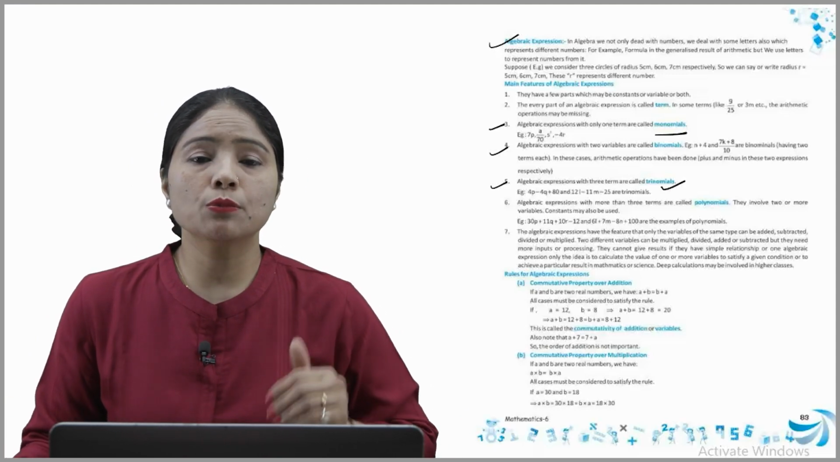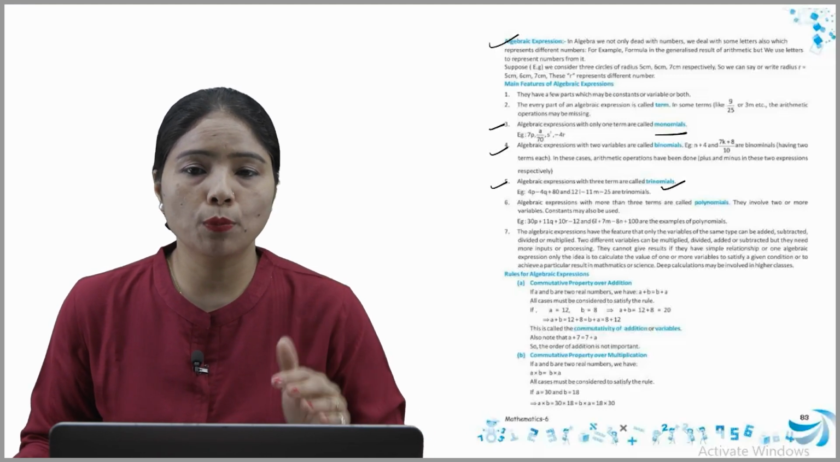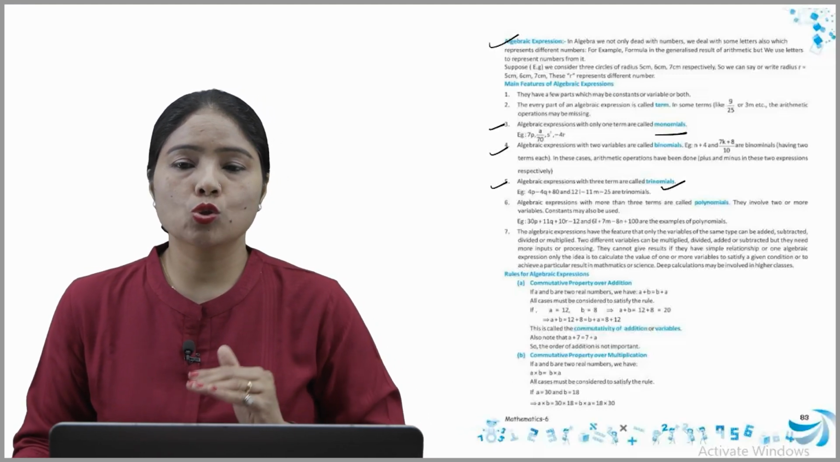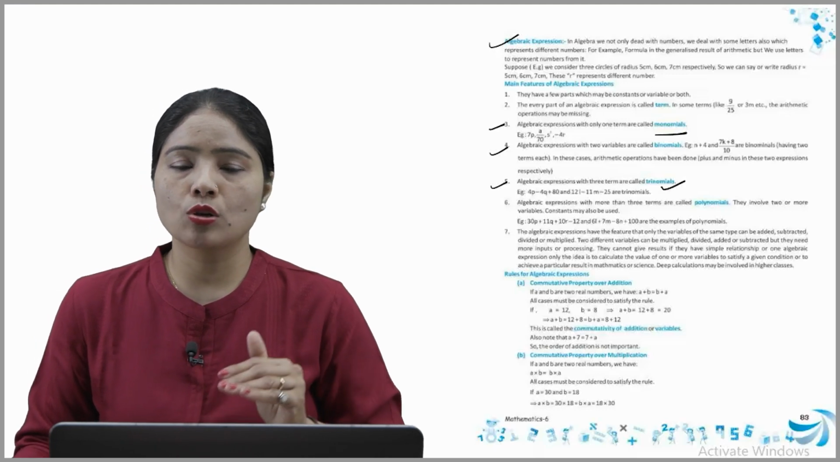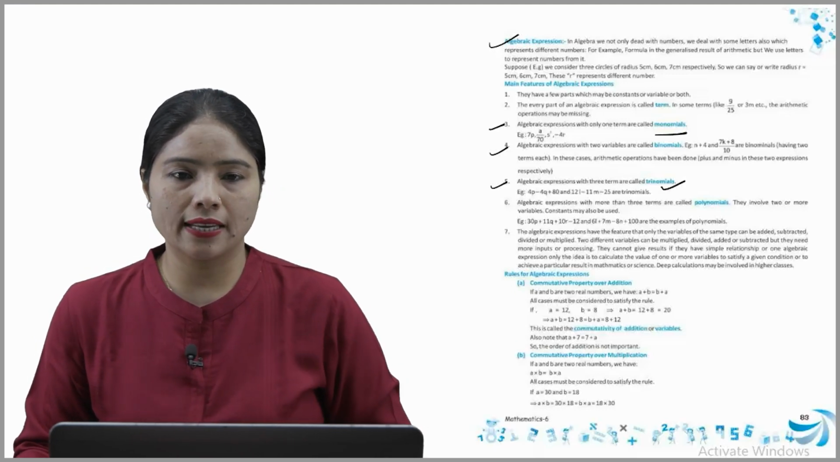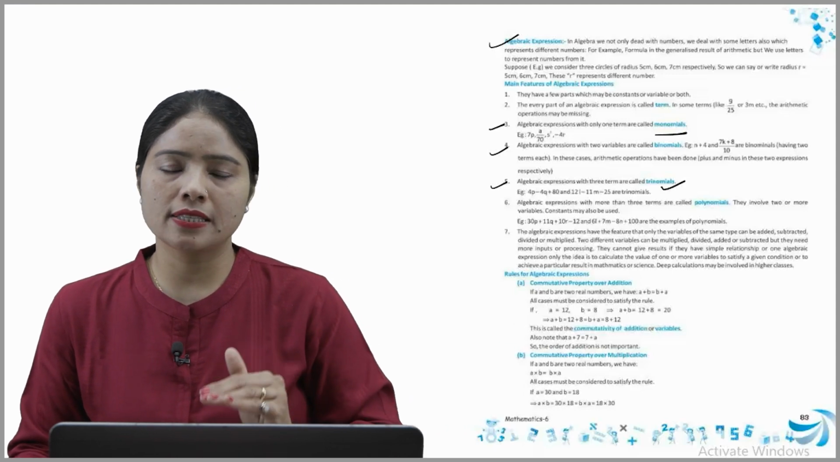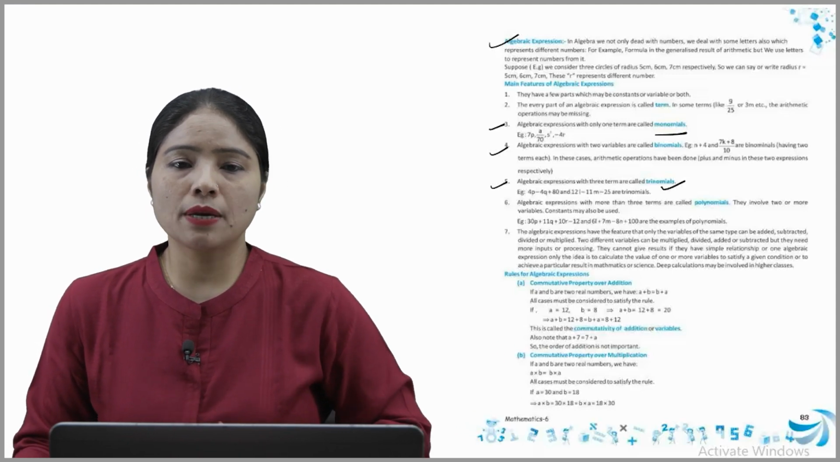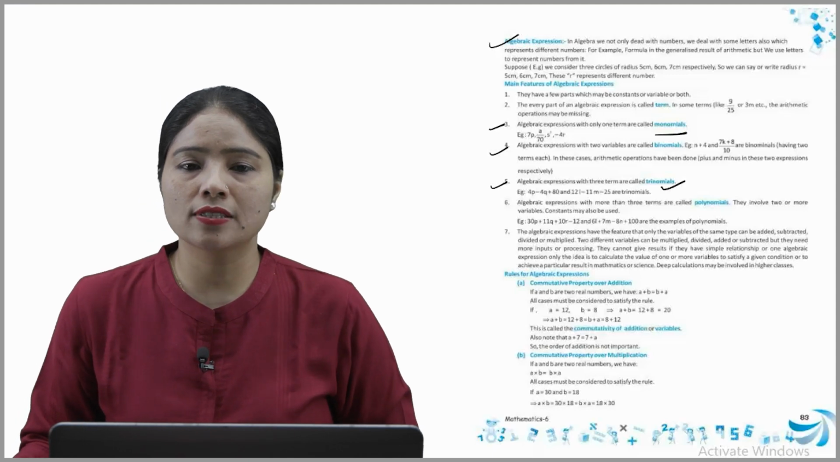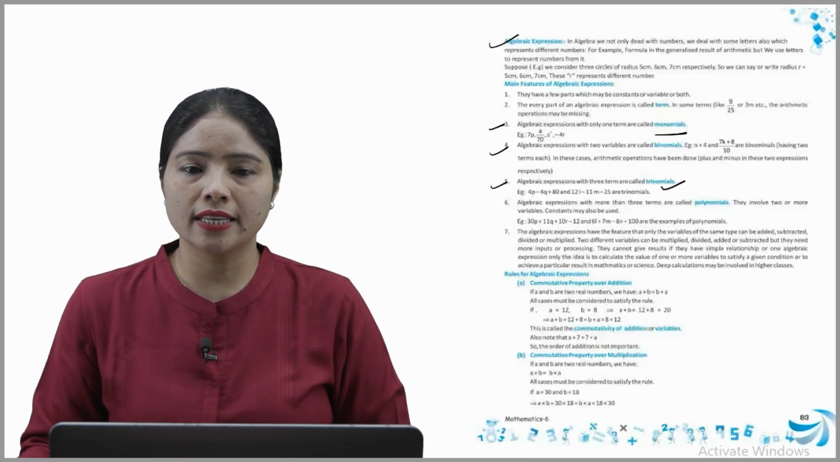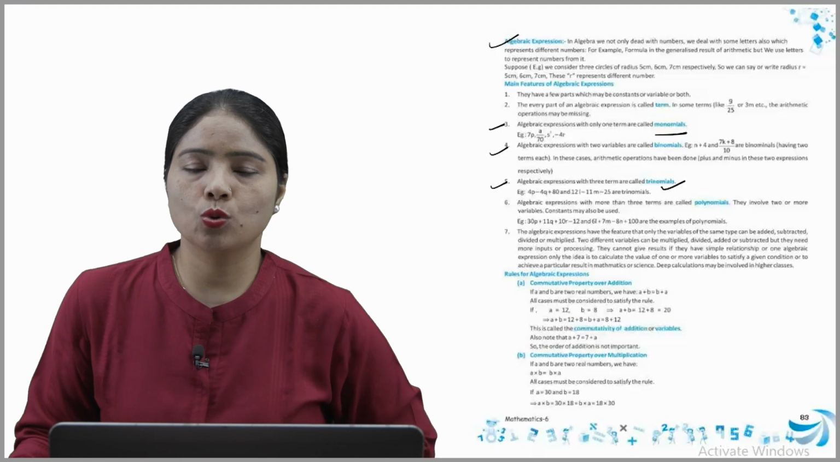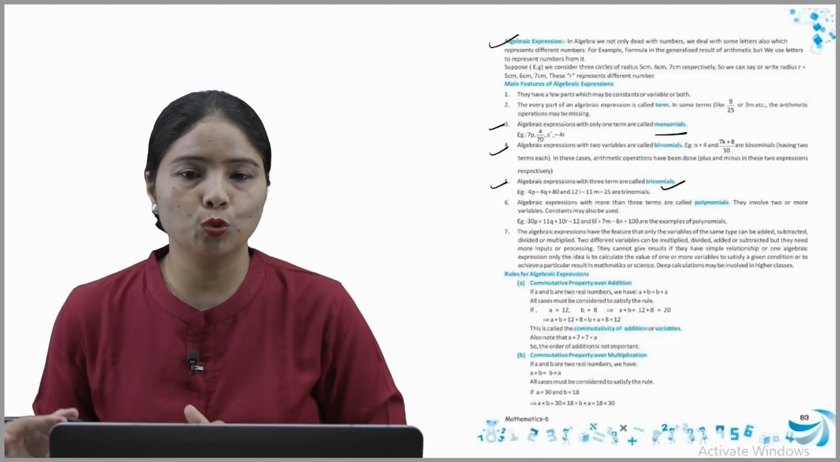So now 6 point. Algebraic expressions with more than 3 terms are called polynomials. They involve 2 and more variables. Constants may also be used in that. See the example: 30p plus 11q plus 10r minus 12. This has more than 3 terms, and 6l plus 7m minus 8n plus 100. So these are examples of polynomials.